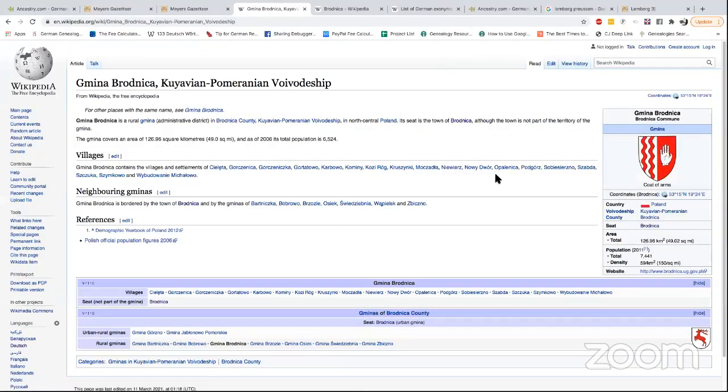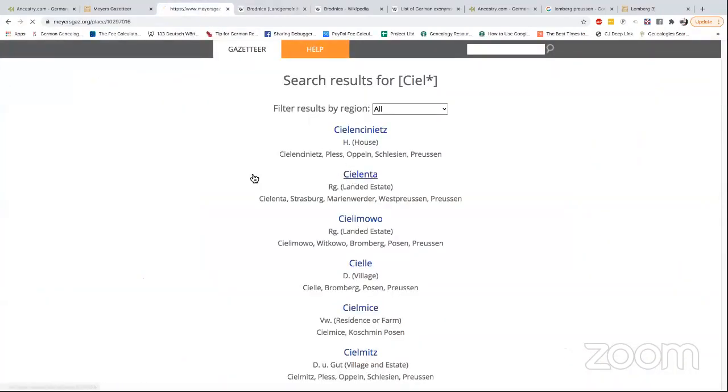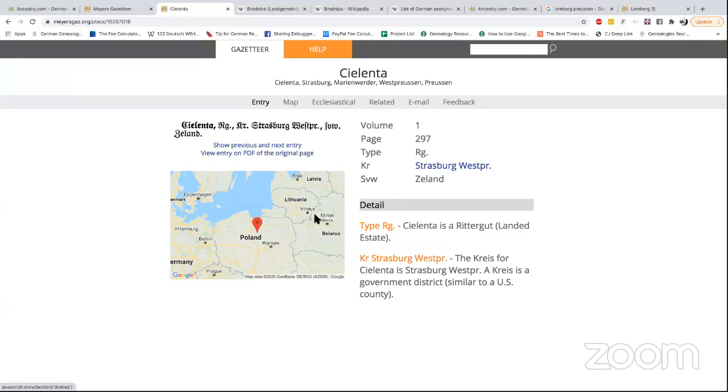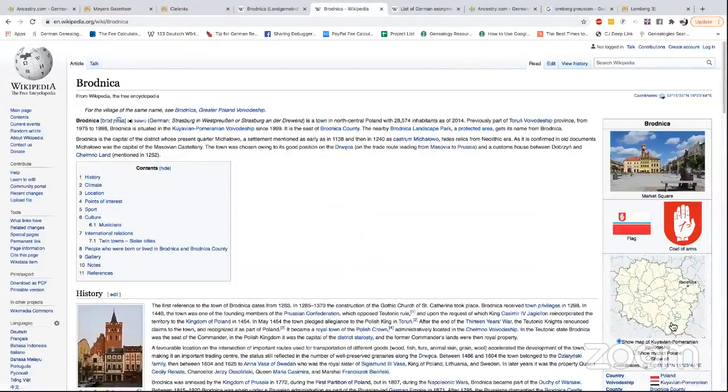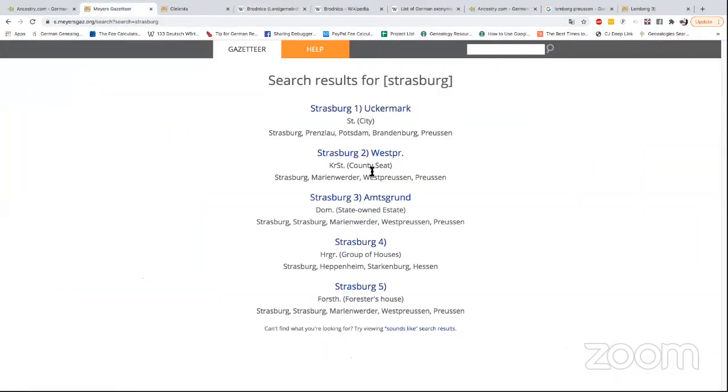And again, let's go back to the German. We have more, but it looks like the area is where I was looking before. So that's the same area. That helps me figure out that I'm pretty confident my town, my Strasbourg, is this one right here.